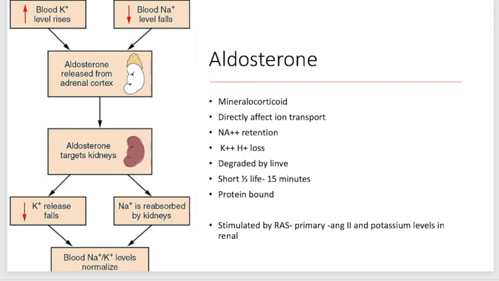Of that, 50 to 75 percent is bound to plasma proteins. The proportion of unbound aldosterone contributes to rapid metabolic turnover in the liver, its low plasma concentration, and its very short half-life. Aldosterone is degraded by the liver and is excreted by the kidneys. So its main job is to maintain extracellular volume and blood pressure by acting on the distal nephron and increasing sodium reabsorption and potassium and hydrogen excretion.